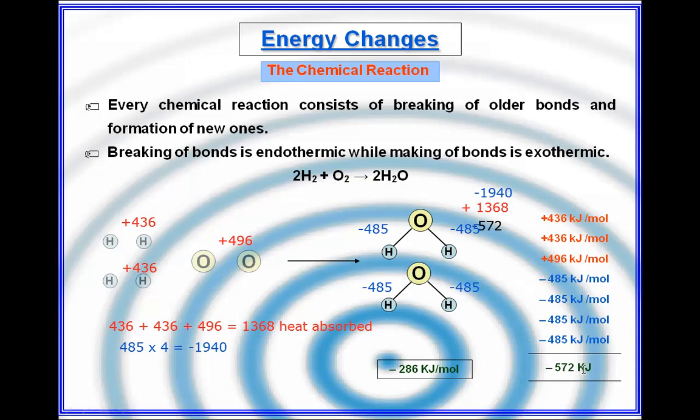But this 572 is needed for the formation of two water molecules. It means when 2 moles of water are formed, 572 kilojoules of energy is released. When 572 is divided by 2, the answer is minus 286 kilojoules per mole. This is the unit for the formation of 1 mole of water.